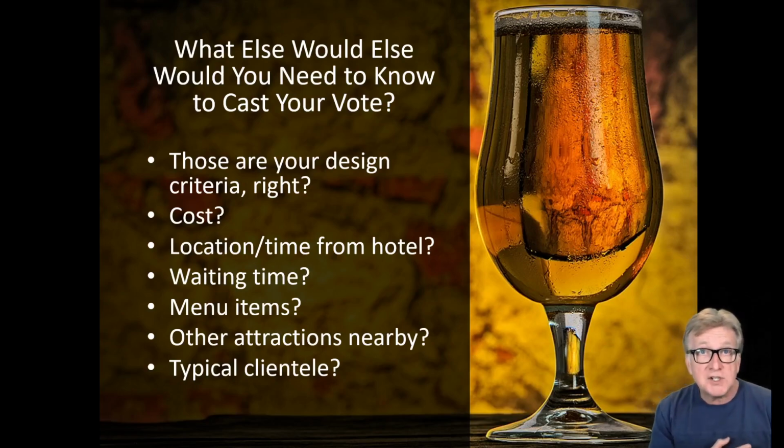It might be location. Chances are, if you're all in Houston, Texas, you're going to walk, or maybe take an Uber. So what that means is you probably don't want to find some place that's 15 miles away from the hotel. So location is going to be important. Waiting time. Perhaps you're going out to dinner at 6 o'clock, but someone has a job interview at 7:30. So you want to be able to go there, eat, maybe have a drink, and then be back to the hotel by 7:30. Menu items, we've already talked about. Other attractions nearby, typical clientele.